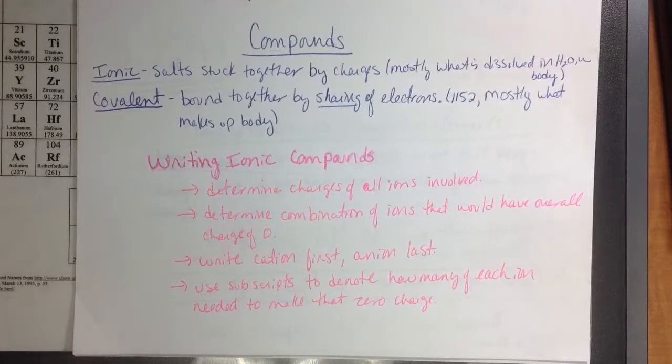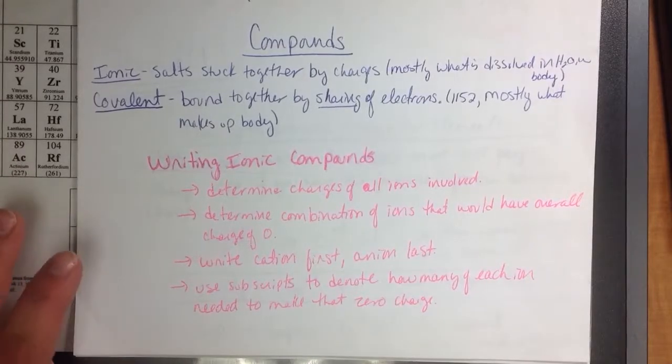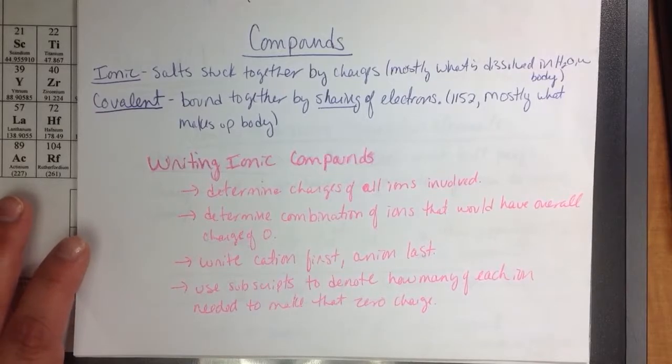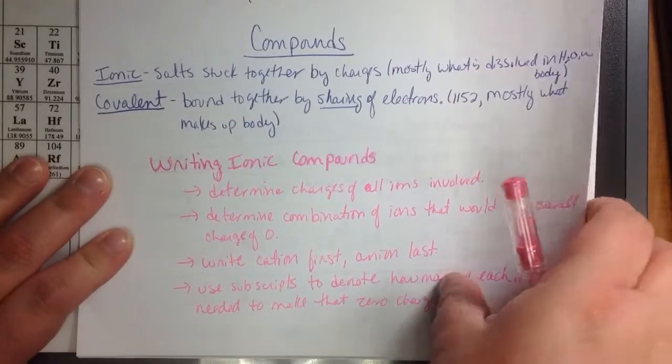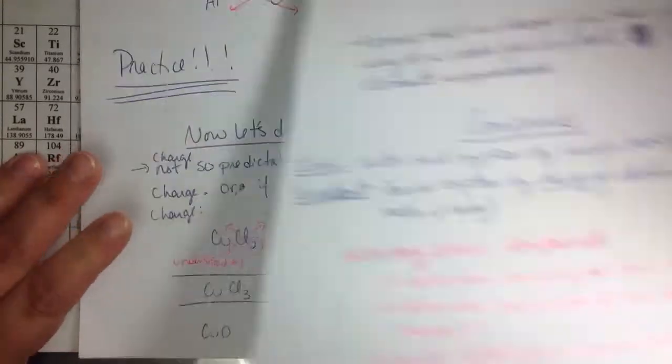We write the cation first and the anion last. And that makes sense if you look at the periodic table, because remember, the positive charges are on the left, the negative charges are on the right. So that makes sense to us, I hope. And we use subscripts to tell us how many of each ion we need. If there's not a subscript, it's assumed to just be 1. Okay. So let's look at some examples here.